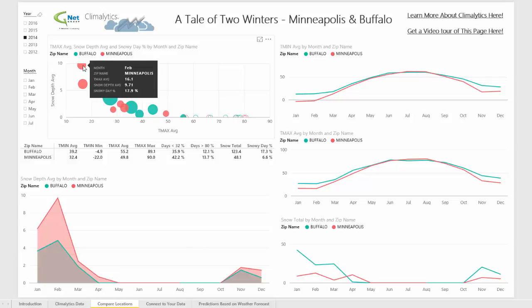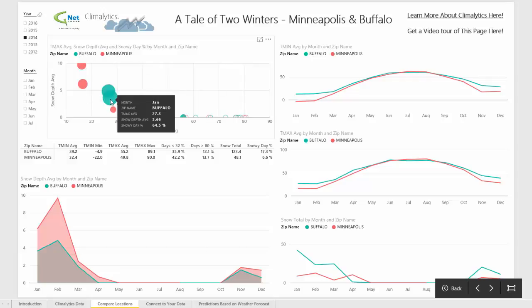the average maximum temperature. So for example, here for Minneapolis in 2014, which is selected in the slicer, you can see that the average maximum temperature was around 16 degrees and the average snow depth was almost 10 inches. You can also see that about 18% of the days had some form of snowfall.